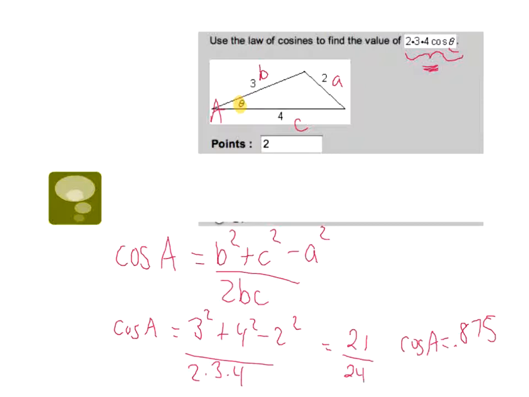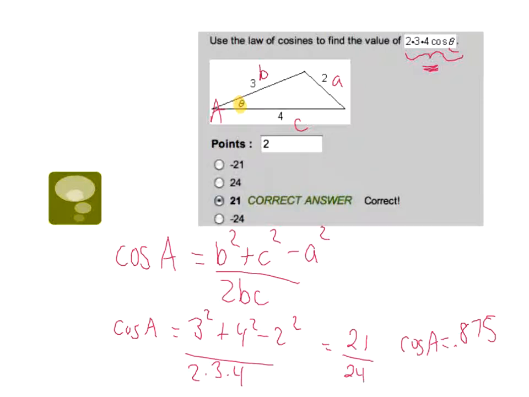Okay, but I want to know what theta is. That means I want to know what the angle is. These are not the angles. We'll come back to how they got that answer in a minute. But before I move forward, can you guys just tell me what angle A is using your calculator? So we got cosine A was 0.875, but what does that make angle A?